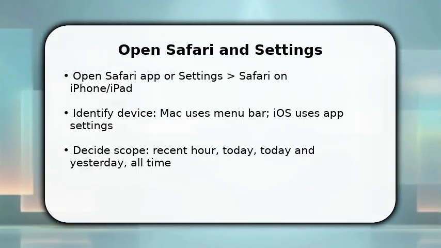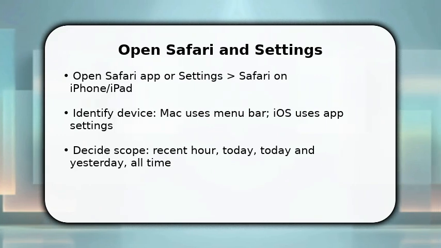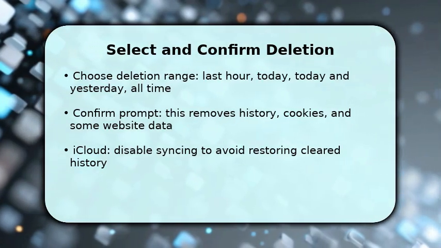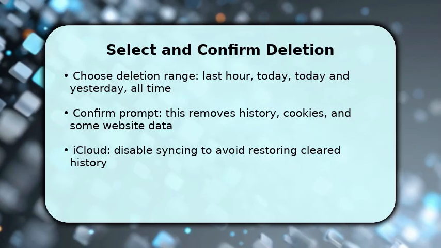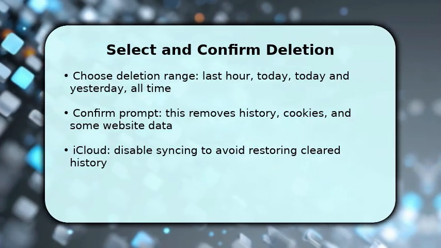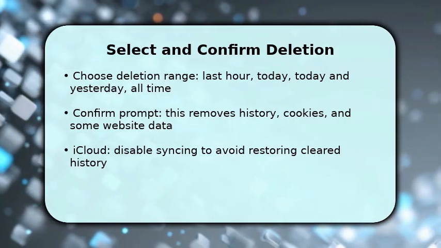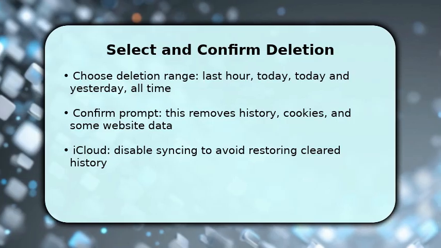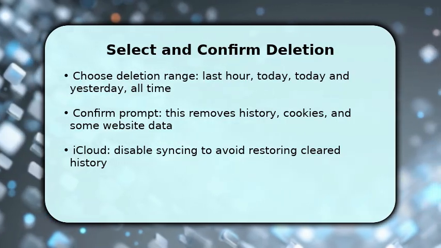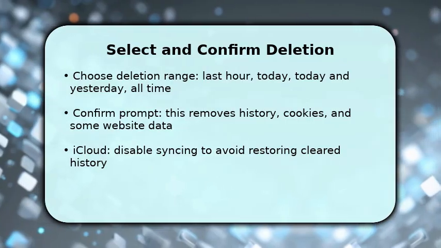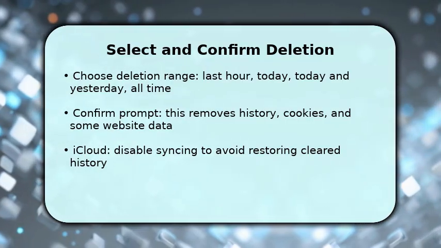Once done selecting the range, you confirm and apply the deletion. On Mac, pick the time range from the Clear History drop-down and click Clear. On iOS, confirm Clear History and Website Data when prompted. This removes browsing history plus cookies and some cached data, so expect to sign back into sites. If you use iCloud Safari syncing, make sure to disable it temporarily or Clear History on all devices.